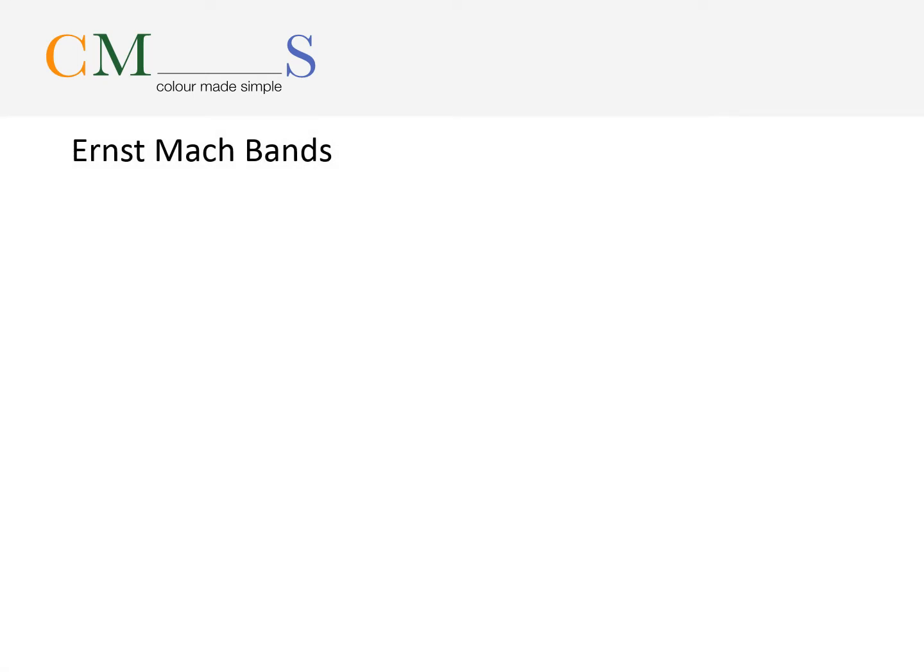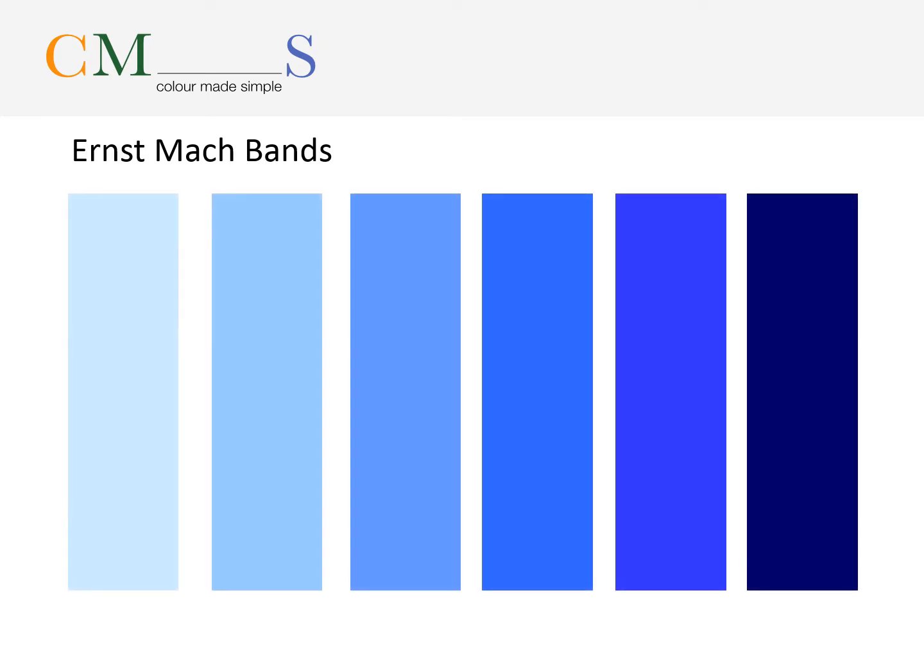There are many influences on colour perception. For example, the Ernst Mach bands. We have 6 uniform rectangles of varying lightness and chromaticness. But once these rectangles are aligned directly alongside each other, we observe a waviness of light to dark across each rectangle.